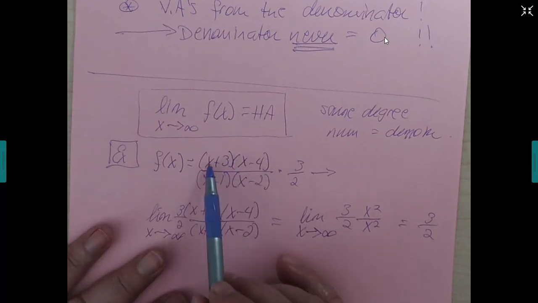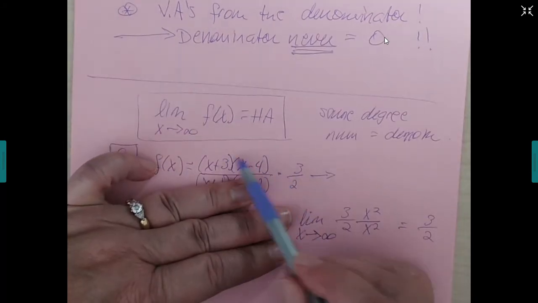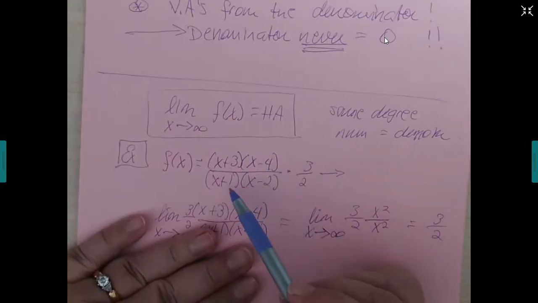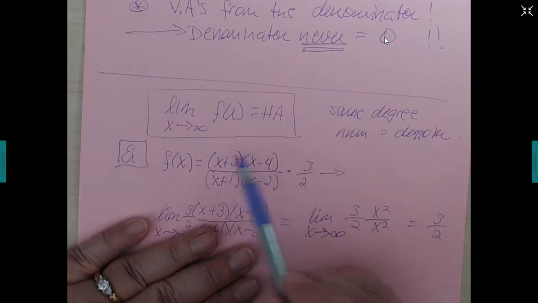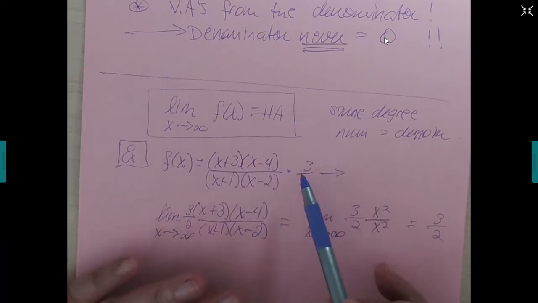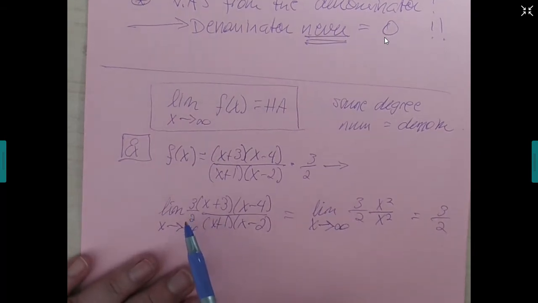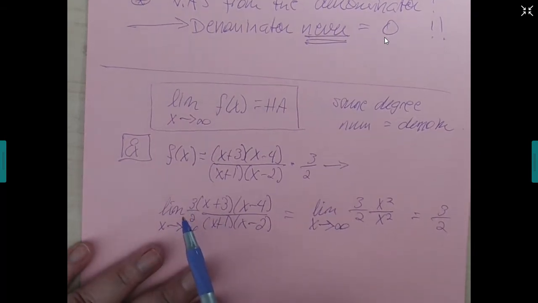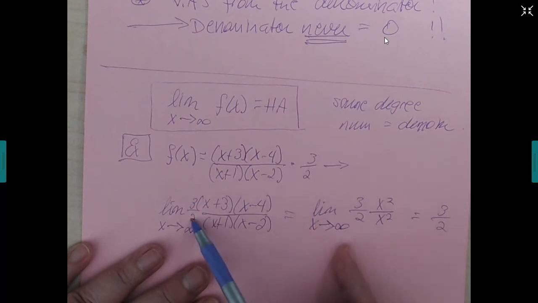So let's look at the degree of the numerator. Multiplicity of 1, overall degree of 2. Here, multiplicity of 1, overall degree of 2. So overall 2, they have the same degree, numerator and denominator. So this is what should be your horizontal. Let's do it with the limit definition. I put the 3 halves here in front. So numerator, denominator, numerator, denominator.